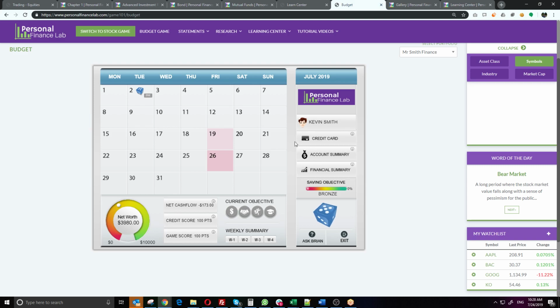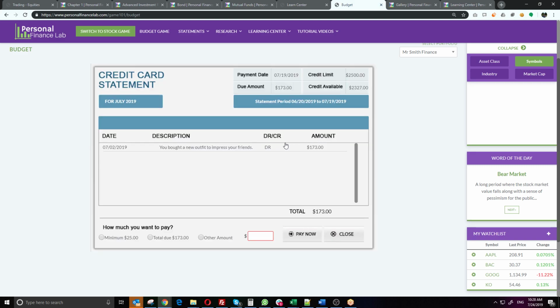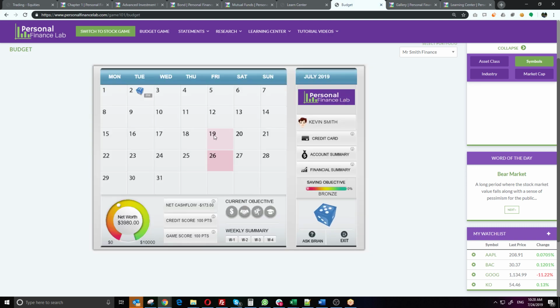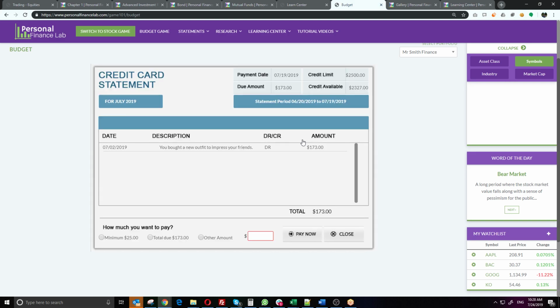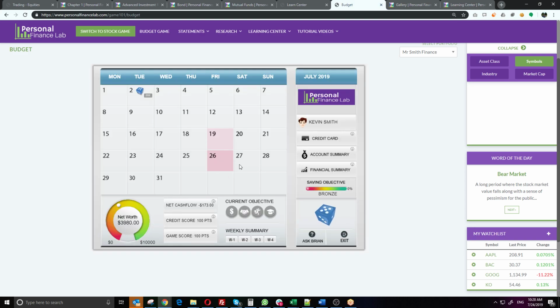Once I've started making credit card purchases, they appear in my credit card statement. You can see here the pink days. The 19th is when the credit statement is issued, and the 26th is when the credit card bill is due. The student can come in and make payments on this at any time. But if they don't pay it by the 26th, then they're going to start incurring interest, and they're going to get some late fees too at the start of the next month.